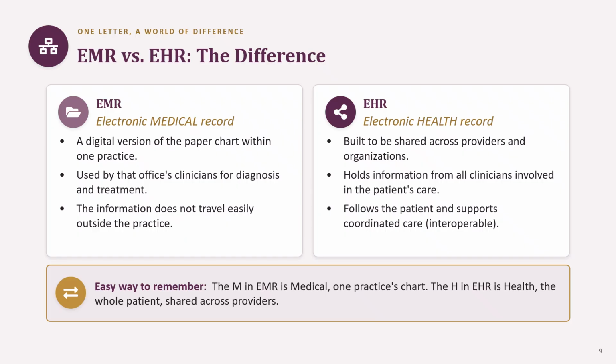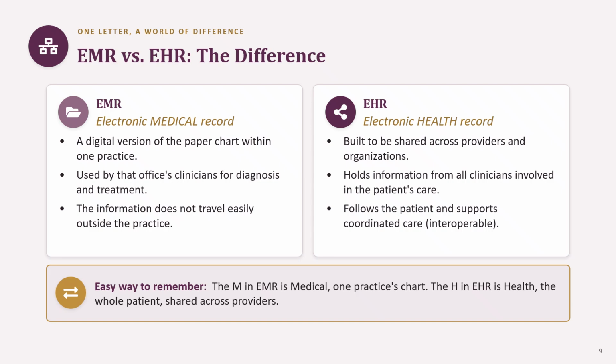But an EHR, an electronic health record, is built from the ground up to be able to be shared. It holds information from all the clinicians involved in a patient's care, and authorized providers in different organizations can access it. It follows the patient rather than staying locked to one office, and the shareability, called interoperability, is the whole point. Here's the memory trick at the bottom. The M in EMR stands for medical, one practice's chart, while the H in EHR stands for health, the whole patient, shared across providers. One letter, but as the ONC puts it, a world of difference.